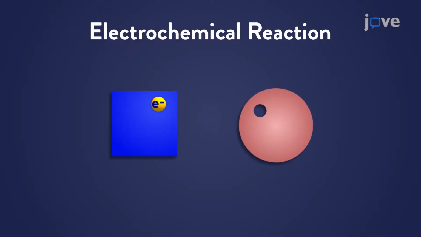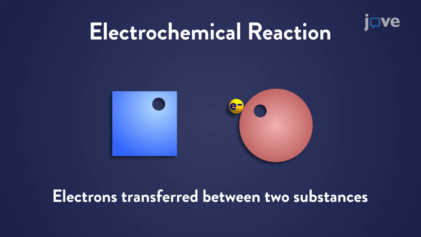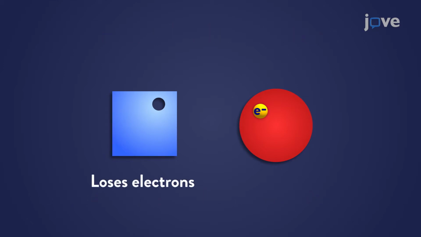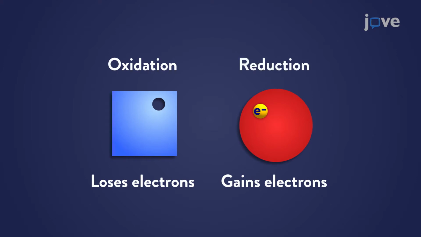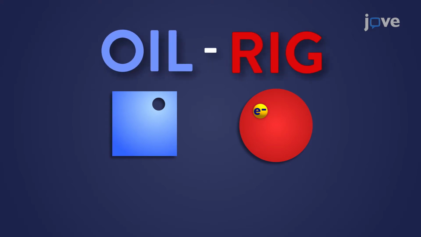An electrochemical reaction is a process where electrons are transferred between two substances, with one losing electrons and the other gaining them. When a substance loses electrons, we say that it has undergone oxidation or that it has been oxidized. When it gains electrons, we say that it has undergone reduction or has been reduced. To help you distinguish between the two, remember the phrase OIL RIG, which stands for oxidation is losing, reduction is gaining.